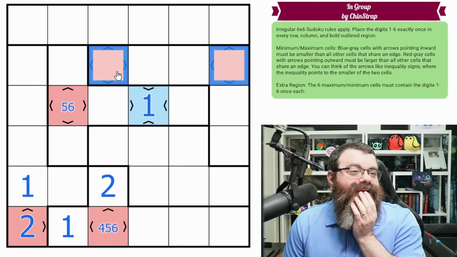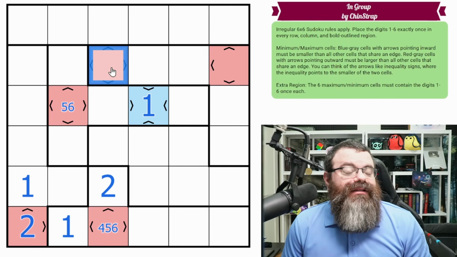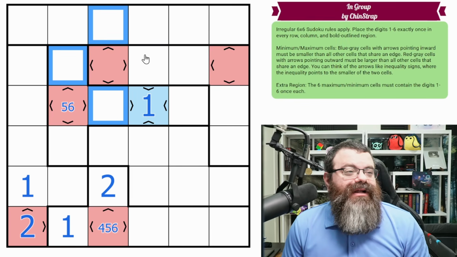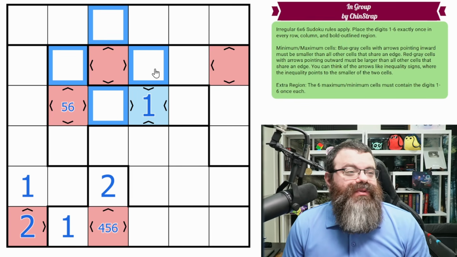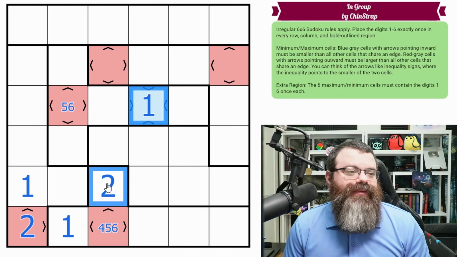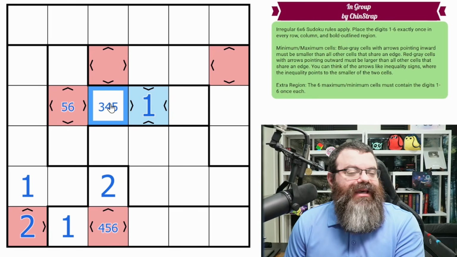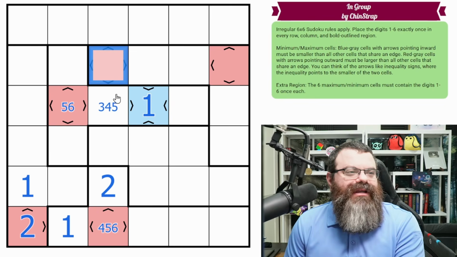I'm thinking whether either of these can't be 3. I'm seeing if 3 is placeable. So if this was a 3, it would need to be surrounded by 1s and 2s. Okay, so the issue is this cell here actually can't be 1 or 2. It's from 3, 4, 5. You can't put a 6 next to a maximum cell because then the maximum cell can't be bigger than it.